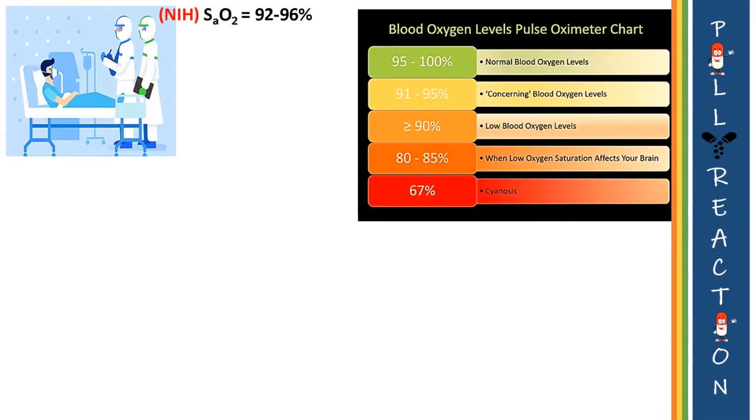decreased oxygen levels, and at 80 to 85% low oxygen saturation affects your brain. Finally, at 67% oxygen saturation or below, we get to see symptoms such as cyanosis and even severe metabolic effects all over the body.